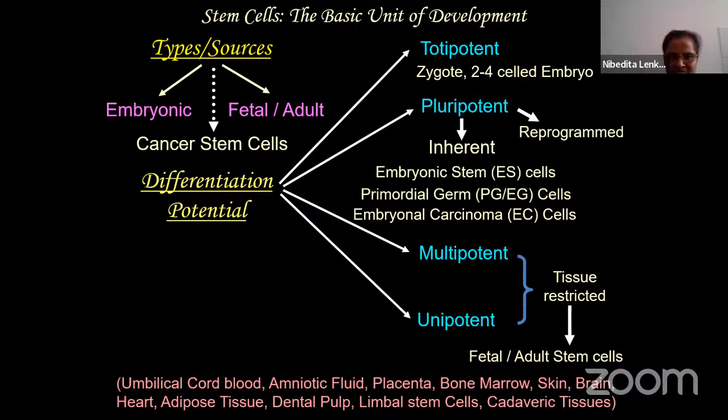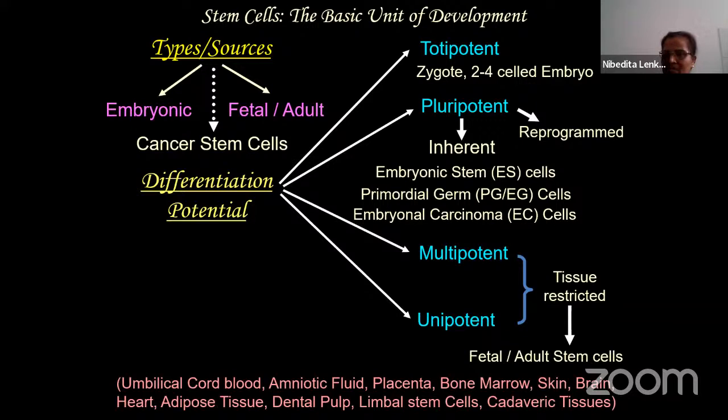So these are based on the source, but based on differentiation potential, on what kind of cells they can give rise to, the stem cells can be defined as totipotent, pluripotent, multipotent, unipotent. There is also another, oligopotent, but basically these are the categories. Totipotent, that is in toto. So in toto means the entire organism is formed.